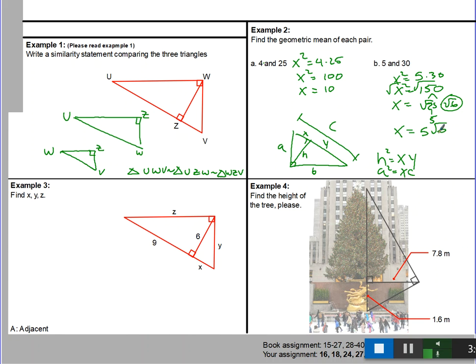All right, now for the problem I was worried about forgetting how to do. So let's start with, well, we can find x easy enough. So we know that 6 squared is going to be equal to x times 9. I'm just using this rule right here. 6 squared is 36. We have 9x, divide by 9, and we get 4 is equal to x.